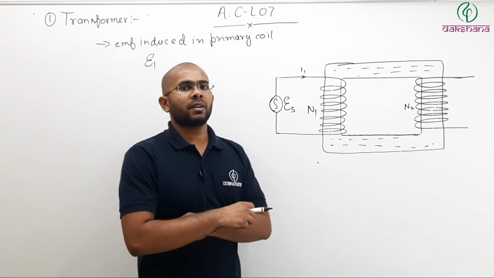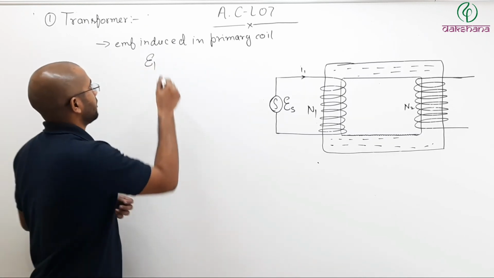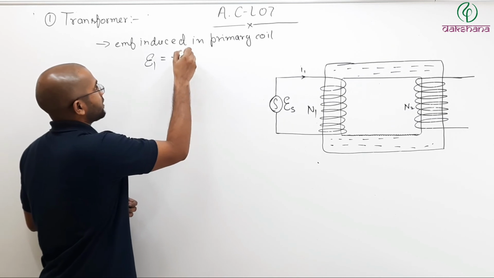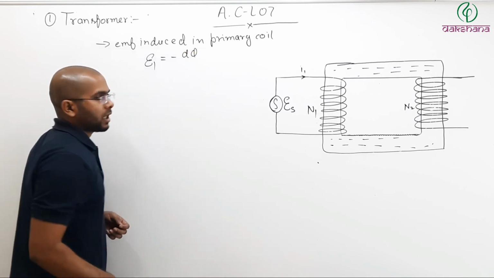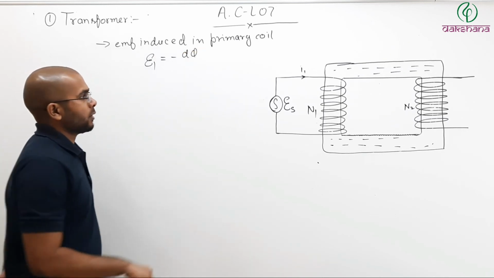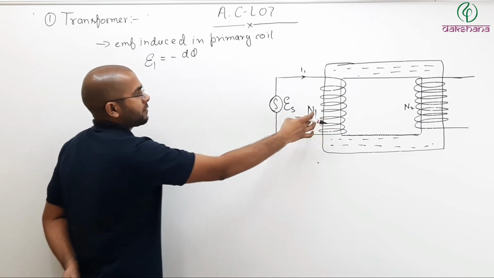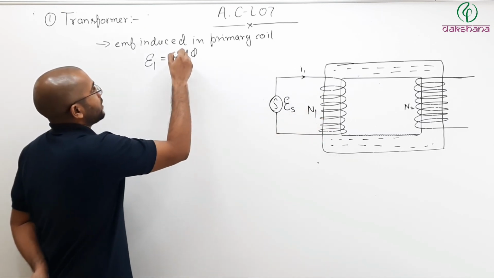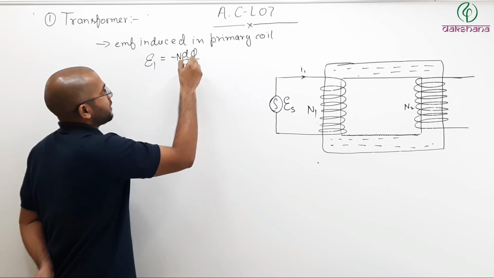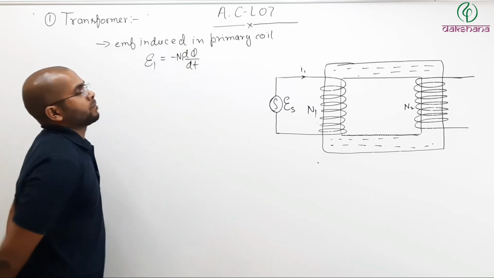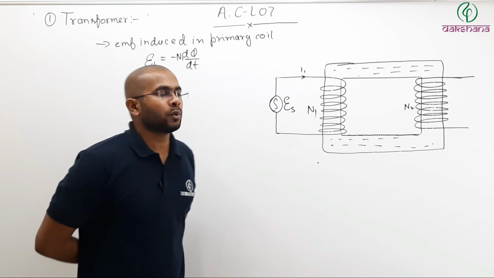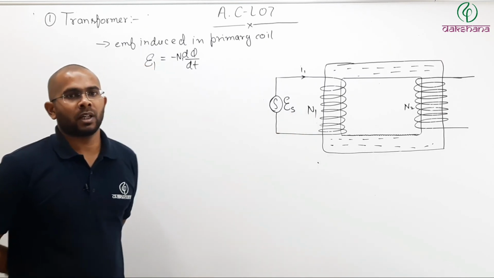Now we know that according to Faraday's law, EMF induced is nothing but minus of d total flux divided by dt. And what is total flux? N1 times phi, where N1 is a constant. So E1 is minus of N1 times d phi by dt. That is the EMF induced in your primary coil.